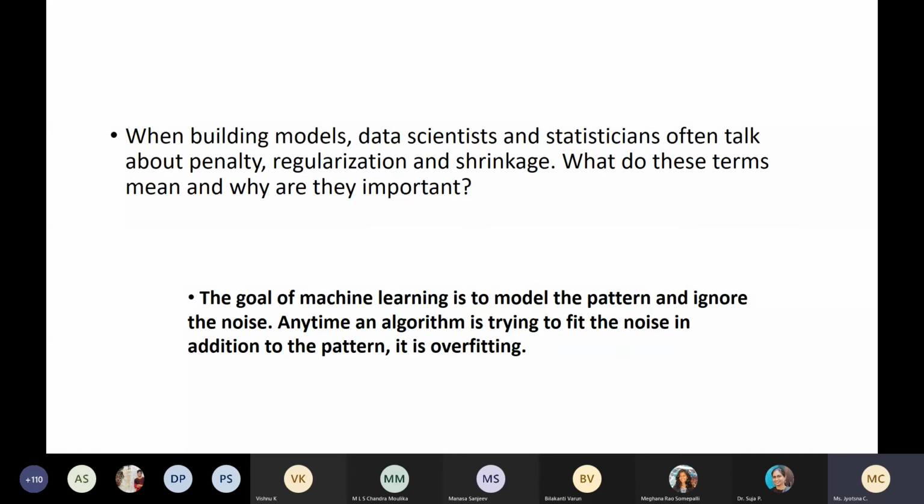So regularization is a method to give a penalty for that noise. That means if any noise is coming and the algorithm is trying to learn it, a particular penalty is given so that it can avoid learning that particular noise. Learning that noise also is called overfitting.